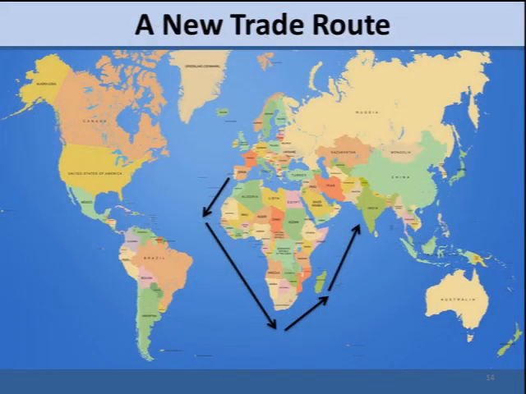On this map, the black arrows show the traditional route from Europe to India around Africa. The yellow arrow shows the route Columbus used to try to get to Asia more quickly by sailing west instead of east.